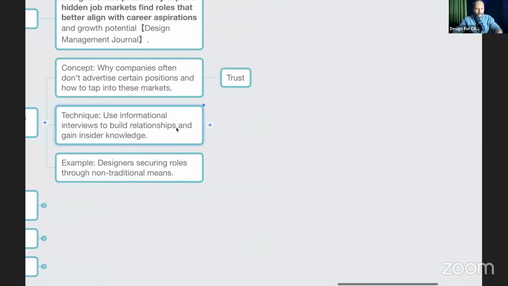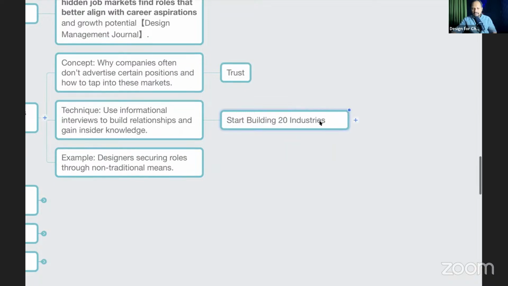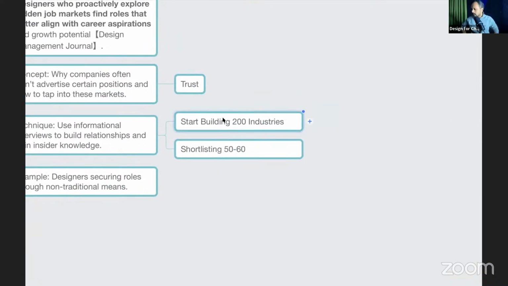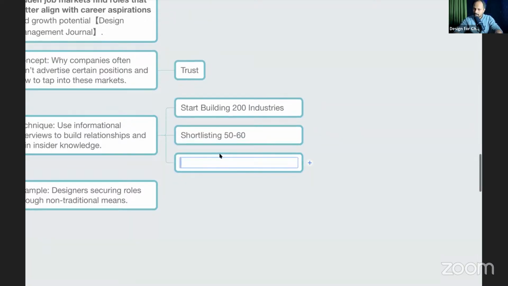Out of these 200 industries, I'll share the screen and show you. Once you start building 200 industries for yourself, from this you will be shortlisting at least 50 to 60 industries. You'll be getting this from the codex, don't worry. You can even get 250 also, no problem, but you will have to know how to shortlist it. There is a method to do it, it's all inside the courses.